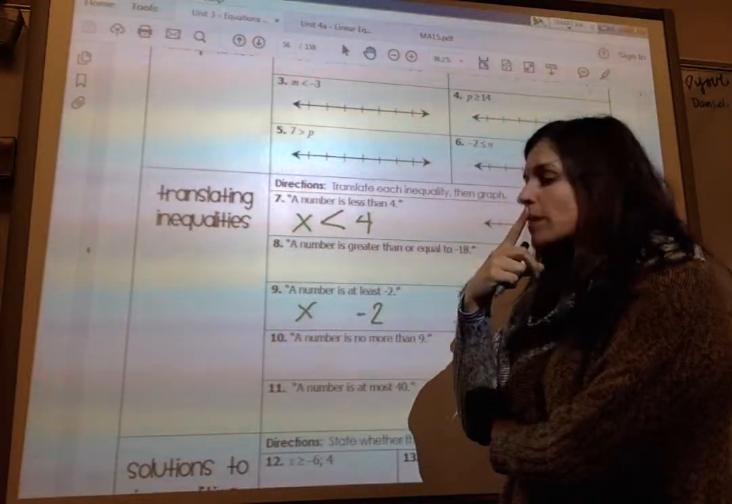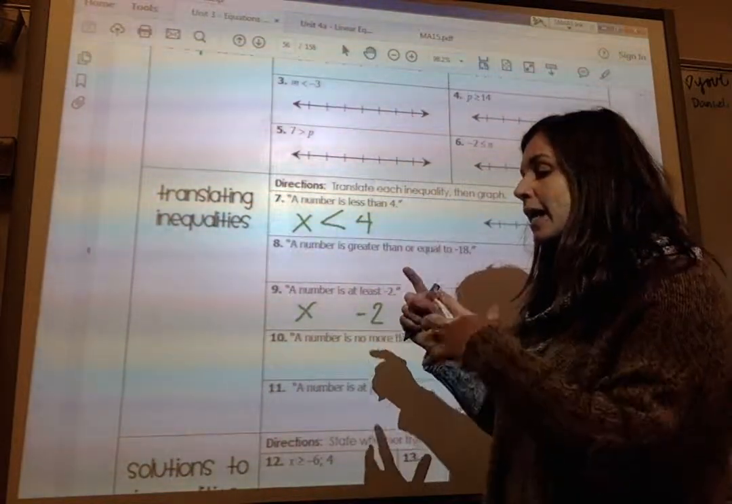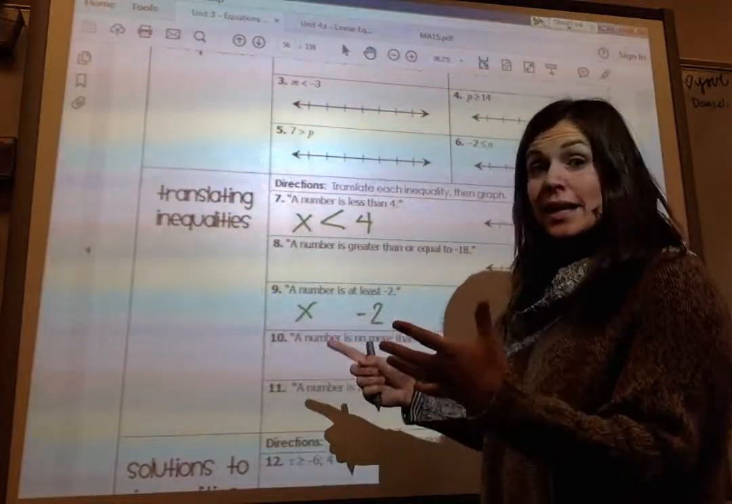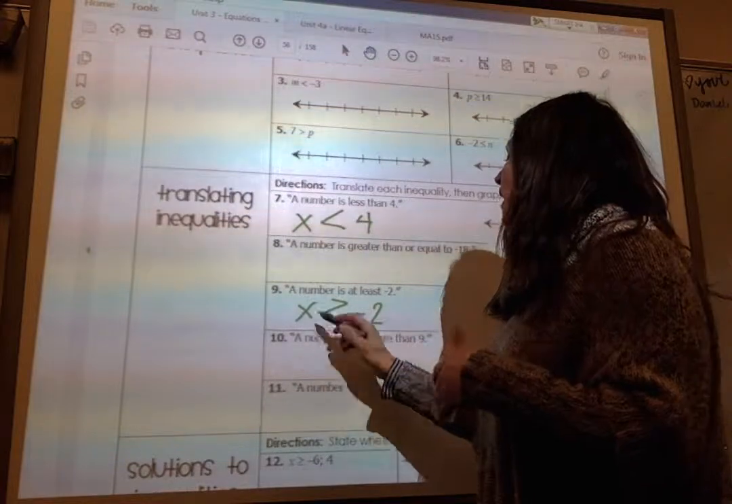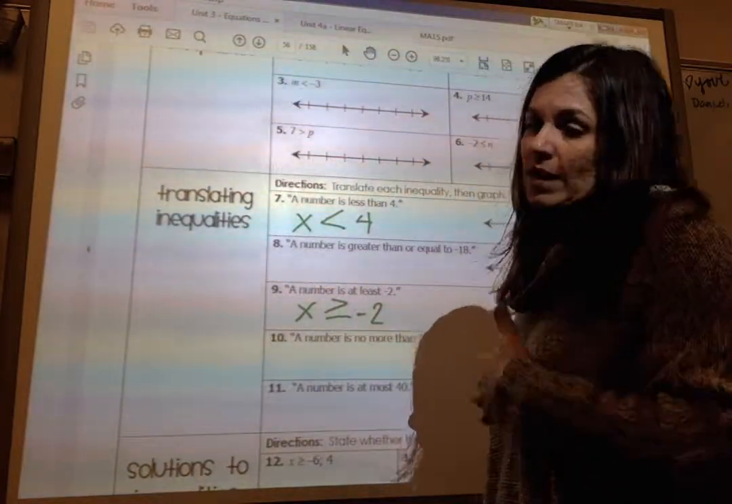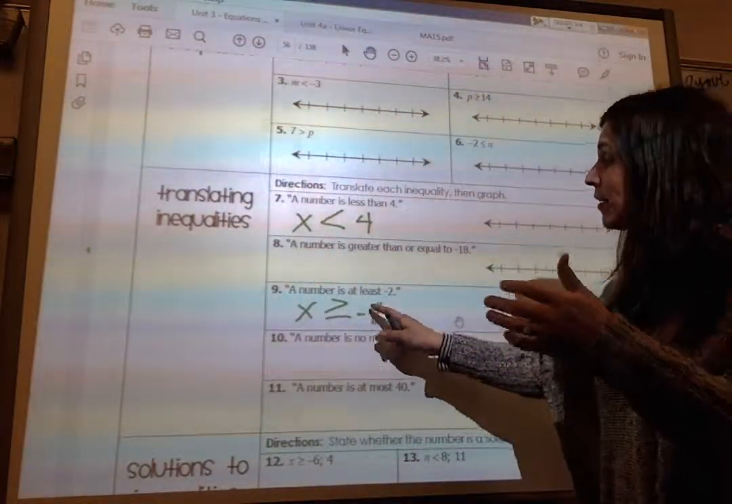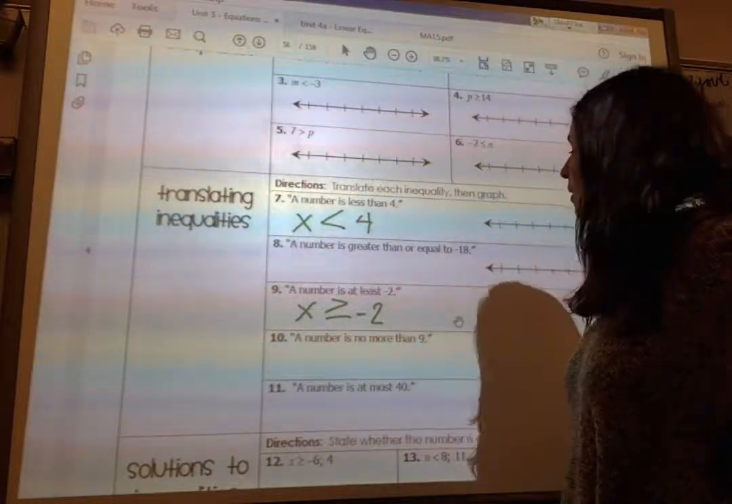Nope, it can't be -3. Can it be -1? Yes, it can. It's got to be at least -2, so x is greater than or equal to -2. Okay, because it can be -2 and anything greater than that.